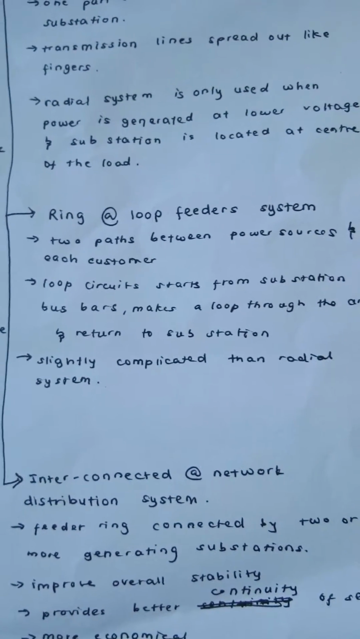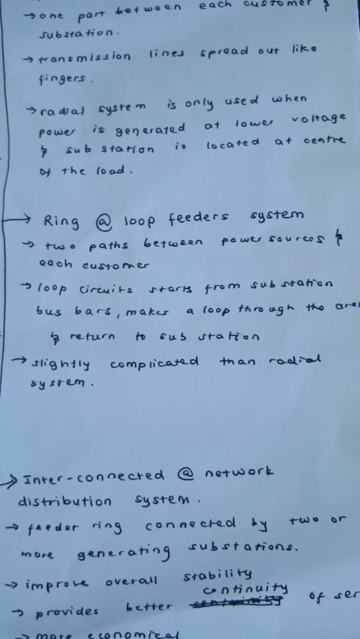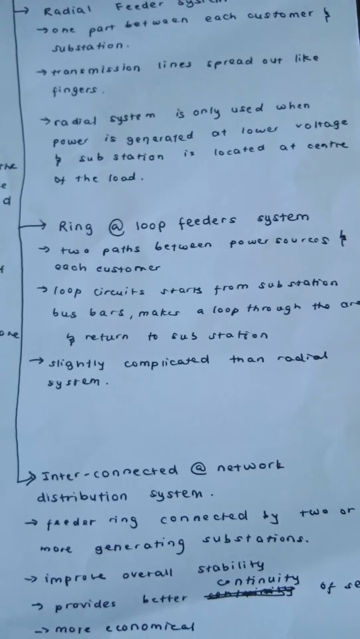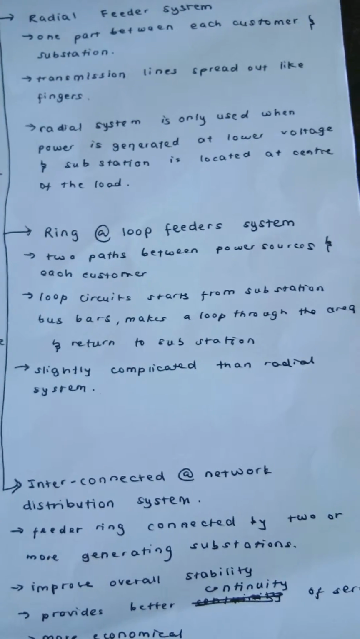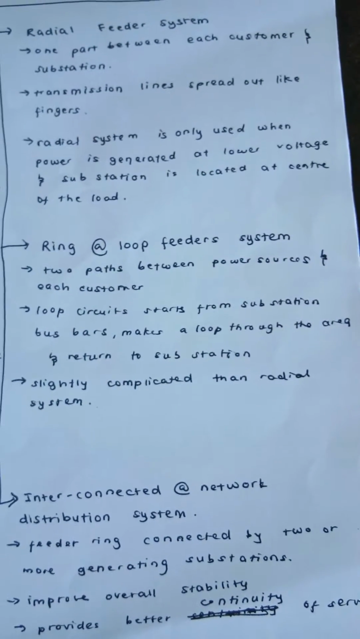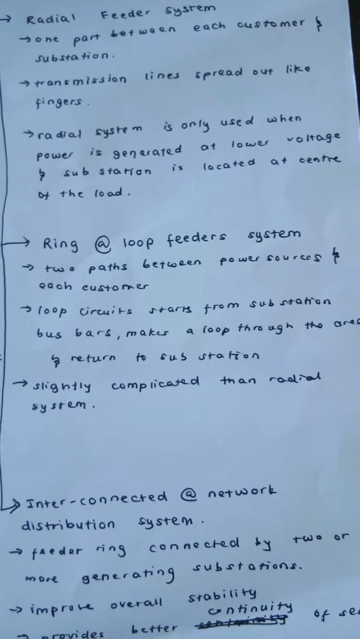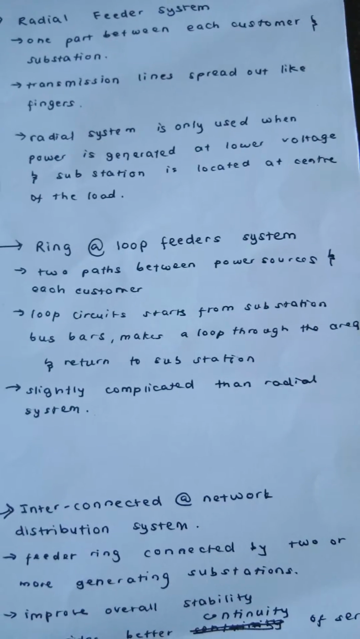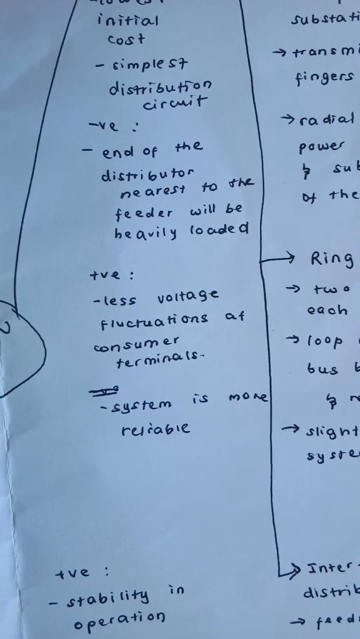For the ring or loop feeder system, there are two paths between power sources and each customer. The loop circuit starts from the substation busbar, makes a loop through the area and returns to the substation. This kind of distribution system design is slightly more complicated than the radial system.